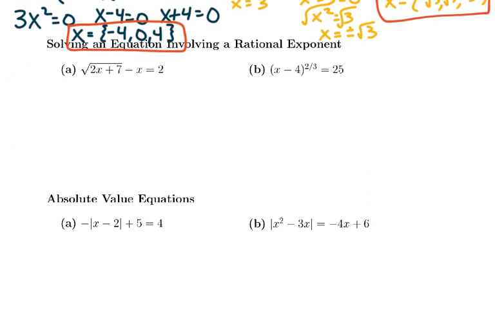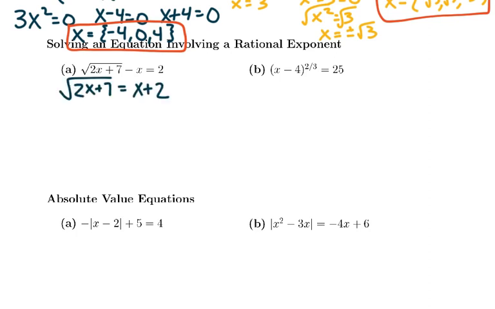To solve an equation with a rational exponent, so we can see that this is a rational exponent in disguise, right? 2x plus 7 raised to the 1/2 power. I like to start these by isolating this quantity that is being square rooted or being raised to that rational exponent. So I would add x to both sides first here.